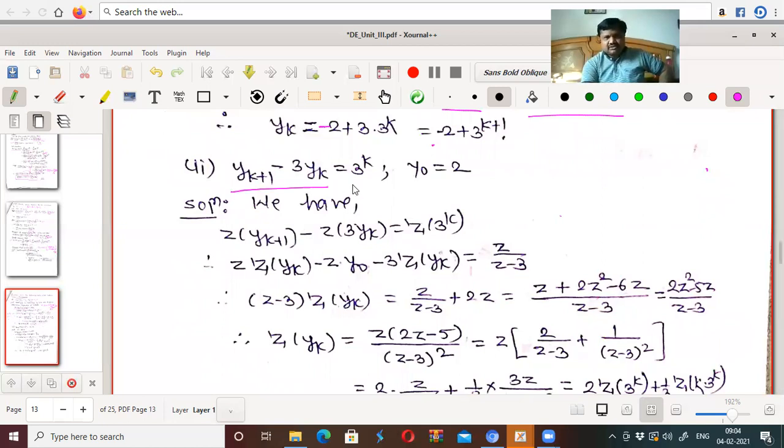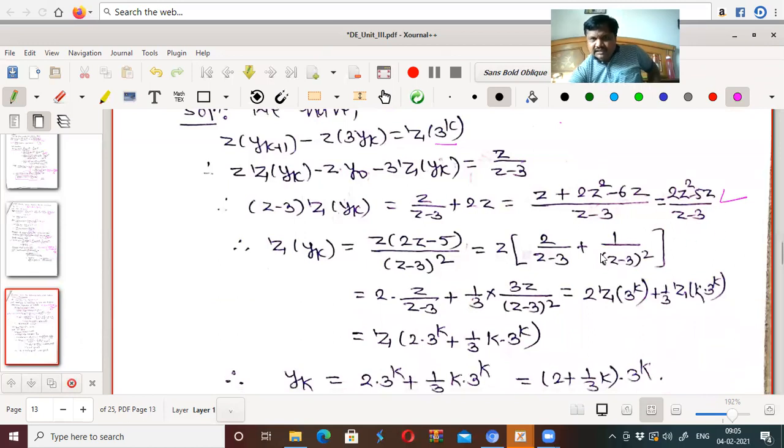Yk, this is also first order non-homogeneous, with this condition. Apply Z transform on both sides. So Z transform of yk plus 1 gives Z into Z transform of yk minus Z into y0, minus 3 times Z transform of yk, and Z transform of 3 to the power k gives Z upon Z minus 3. So you are using y0 equal to 2 here. This becomes 2Z. 2Z goes to the right hand side. Take Z transform of yk common. You will get this result on the right hand side. And after some easy calculations, Z transform of yk becomes this type.